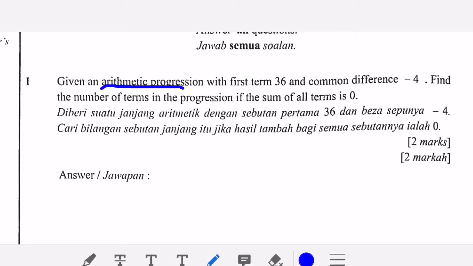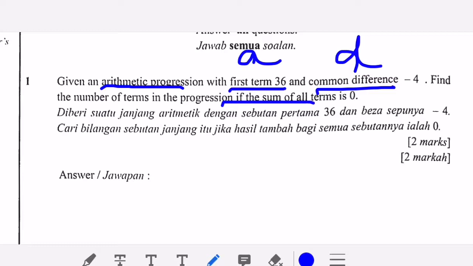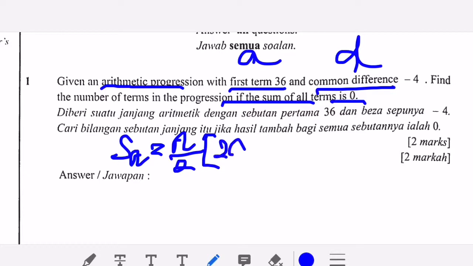Given an arithmetic progression with first term 36 and common difference -4. Please highlight. When you have the AP, you must write a and d. Then you're asked to find the number of terms, which is n, when the sum of all the terms is 0. So you have to write the formula for the sum of the first n terms: Sn equals n over 2 times (2a plus (n minus 1)d), right?